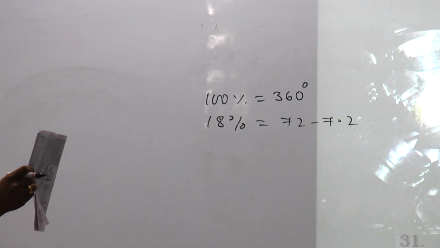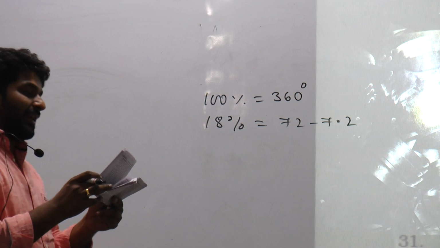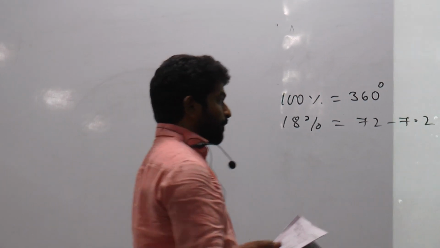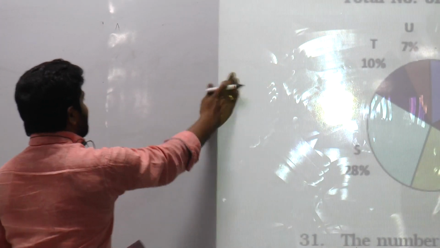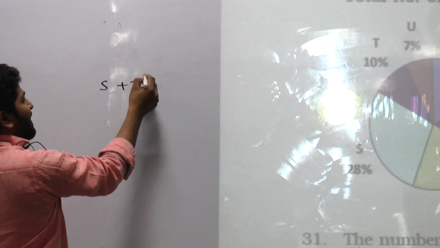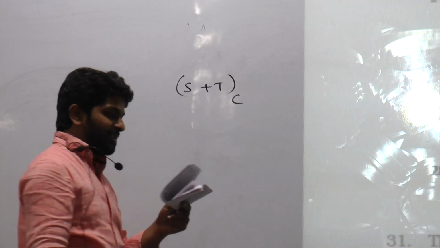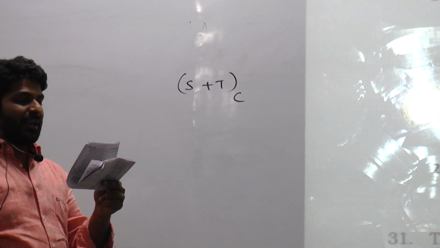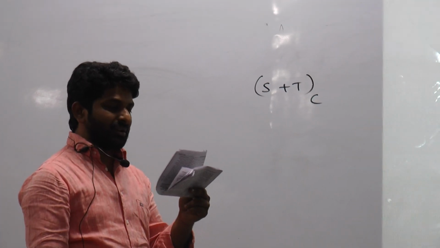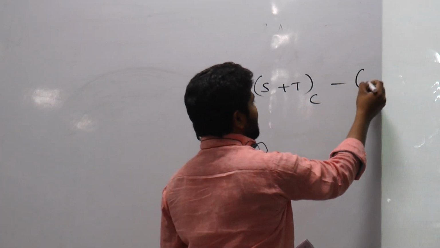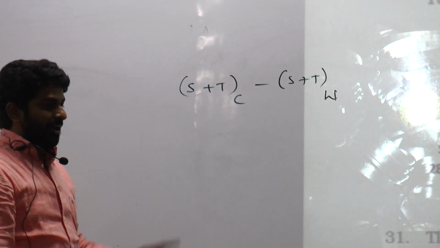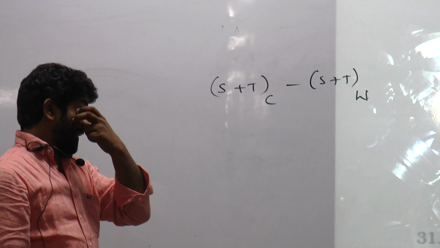35. What is the difference between the total number of students studying Indian classic music in branch S and T together? From S and T you need to take classical music students, and the total number of students studying Western music in the same branches together. From the same branches you need to take Western music students and go for the difference, right?